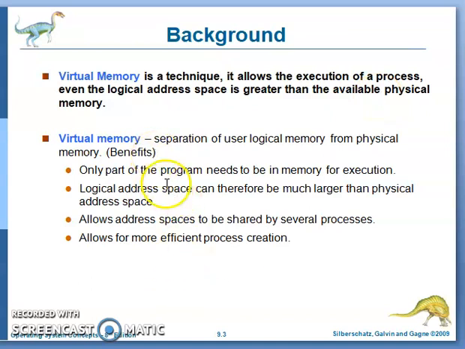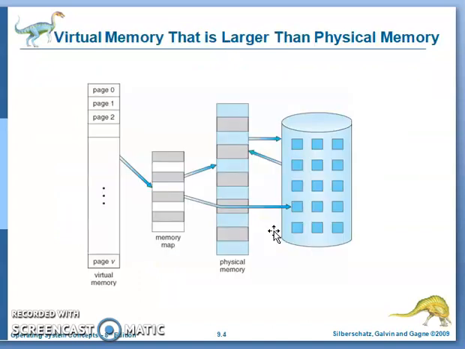The benefits of virtual memory: only part of the program needs to be in memory for execution. You can load only part of the program. The second benefit is that the logical address space can be greater than the physical address space. The third benefit is that it allows the address space to be shared by several processes. The fourth is that it allows for more efficient process creation.